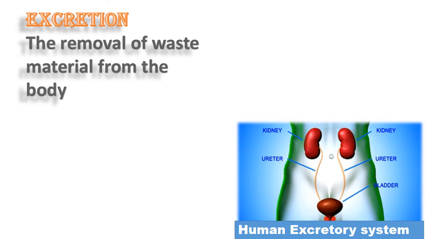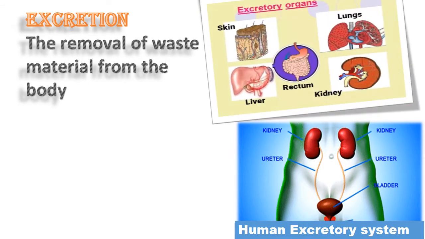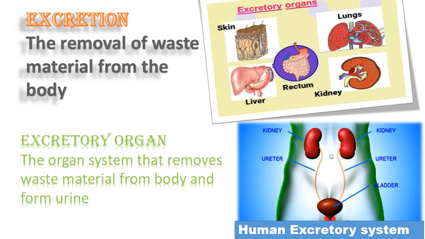Now students, take a look at the meaning of excretion. Excretion is the removal of waste from the body, and the organ system that removes the waste from the body and filters the blood is called the excretory system. Now let's begin with the excretory system.